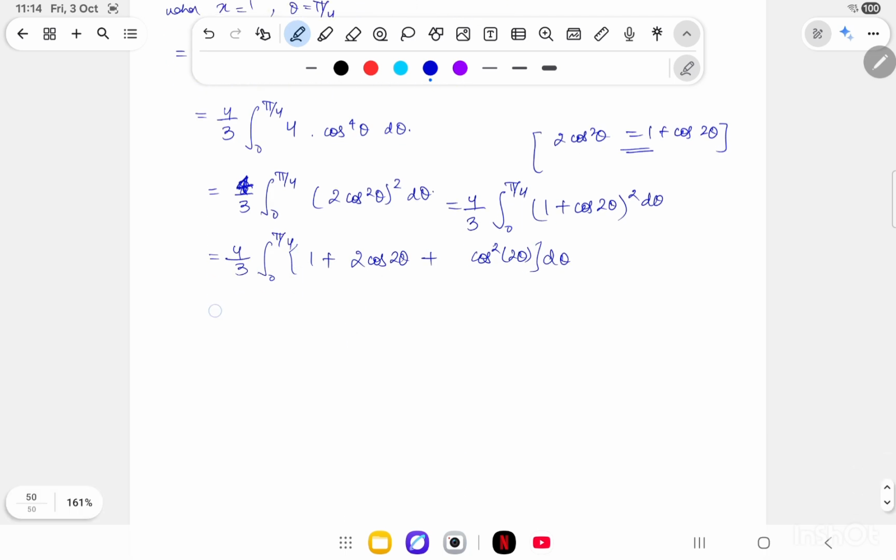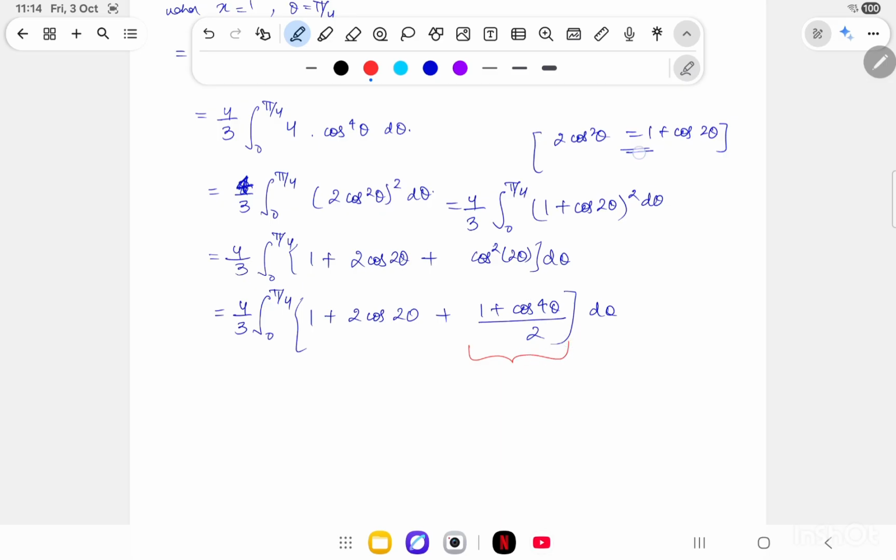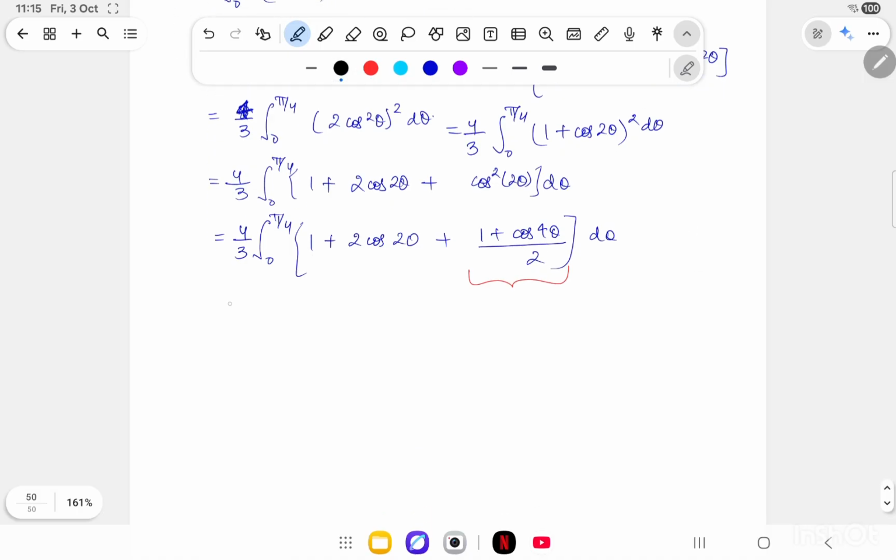Now if we further simplify it, it will be equal to 4 by 3 integration from 0 to pi by 4 of 1 plus 2 cos 2 theta plus (1 plus cos 4 theta) by 2 d theta. Here, in this term, we have used the formula again, so that basically gives us this result. Let's simplify it further. So it will be 4 by 3 integration from 0 to pi by 4 of 1 plus 1 by 2, which is 3 by 2, plus 2 cos 2 theta plus cos 4 theta by 2 d theta.